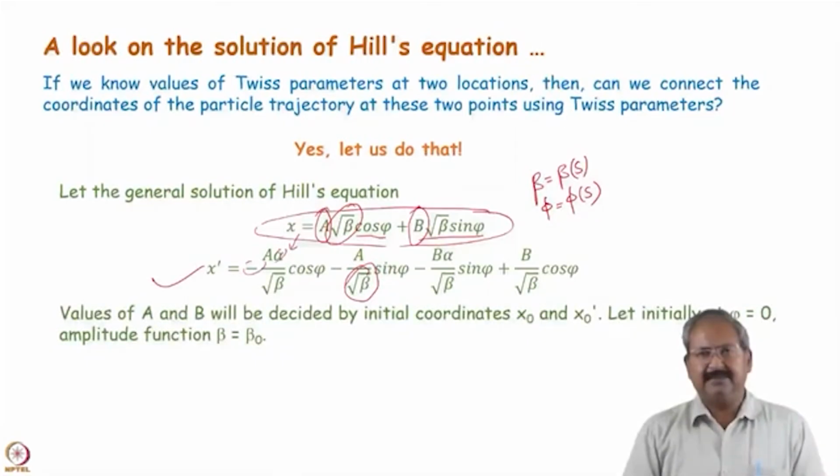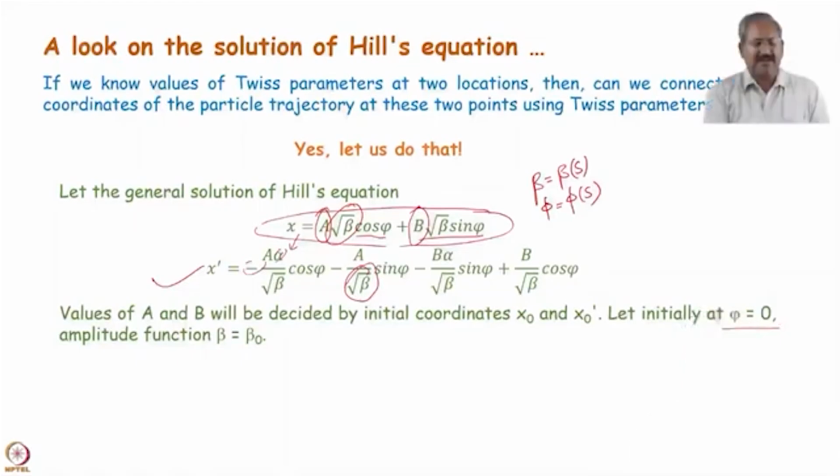And as I have told you earlier, these a and b can be determined using the initial conditions. So let the initial condition be like this. Let the initial phase phi be equal to 0, and the amplitude function or twist parameter beta has the value beta 0 at that location. And the initial coordinates of the particle are x0 and x0 prime.